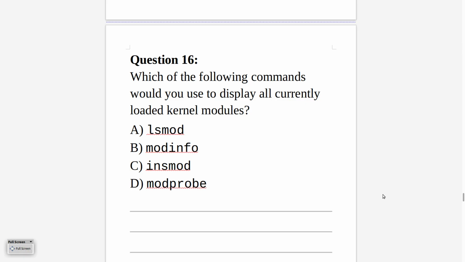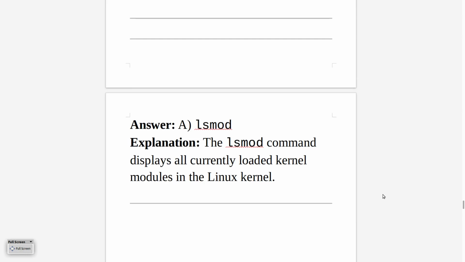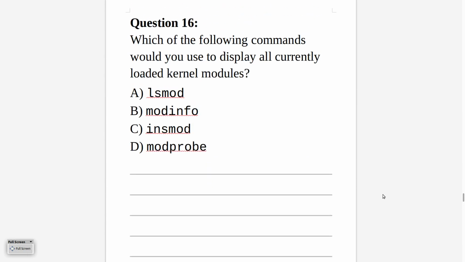Let's have a look. How to display all currently loaded kernel modules? And the answer is I was correct. It was lsmod. It displays all currently loaded kernel modules in the Linux kernel, indeed. But note to self, I want to go back and find out what modprobe is.